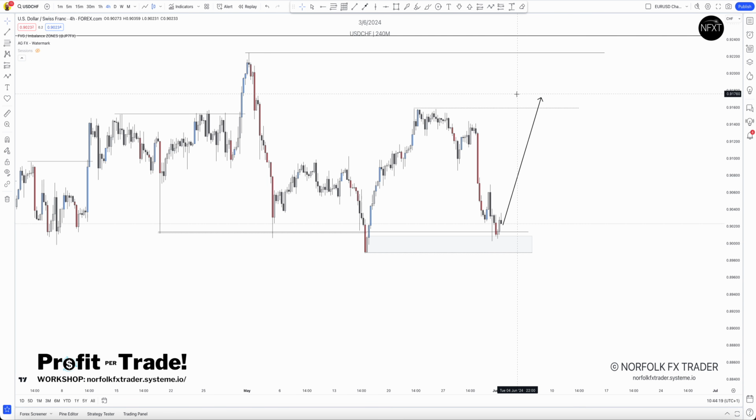If they are to hold, personally, I'd rather see the market sweep this low, then give me a buy. It's a much better setup to see the market run the liquidity at this low, and then we see the move higher.